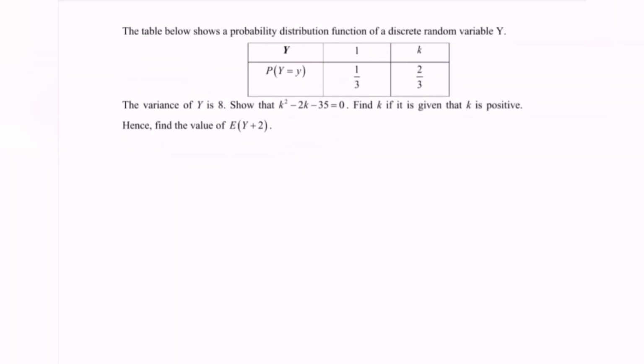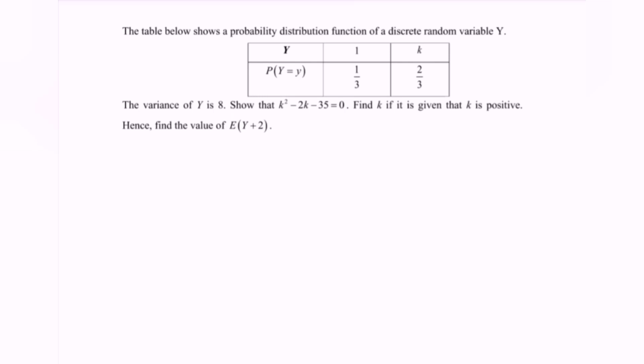In this video, I'm going to discuss the example for random variable. The table below shows a probability distribution function of a discrete random variable y. The variance of y is 8. Show that k squared minus 2k minus 35 is equal to 0. Find k if it is given that k is positive. Hence, find the value of E bracket y plus 2.